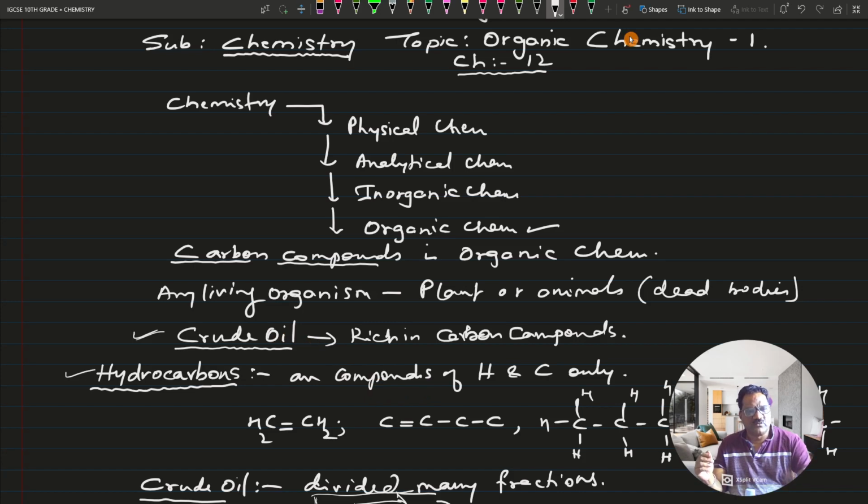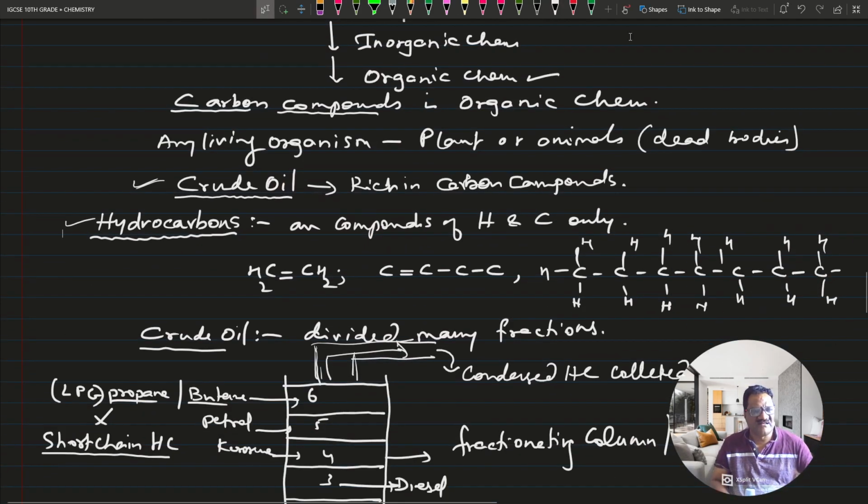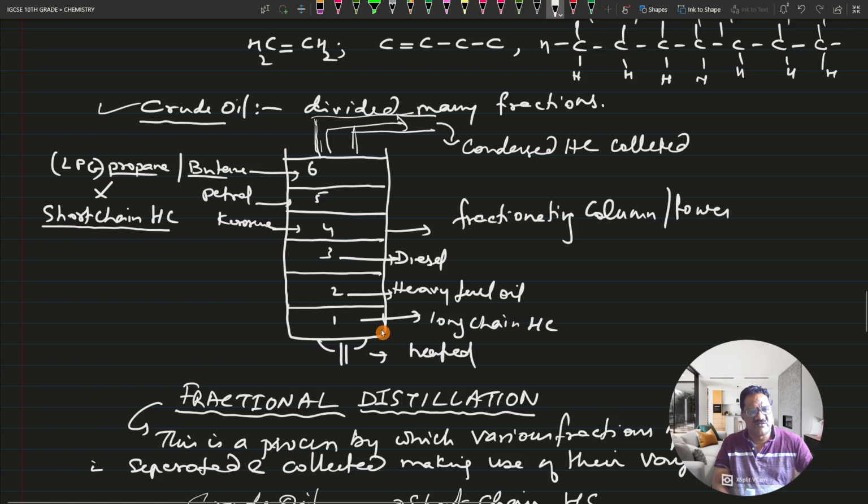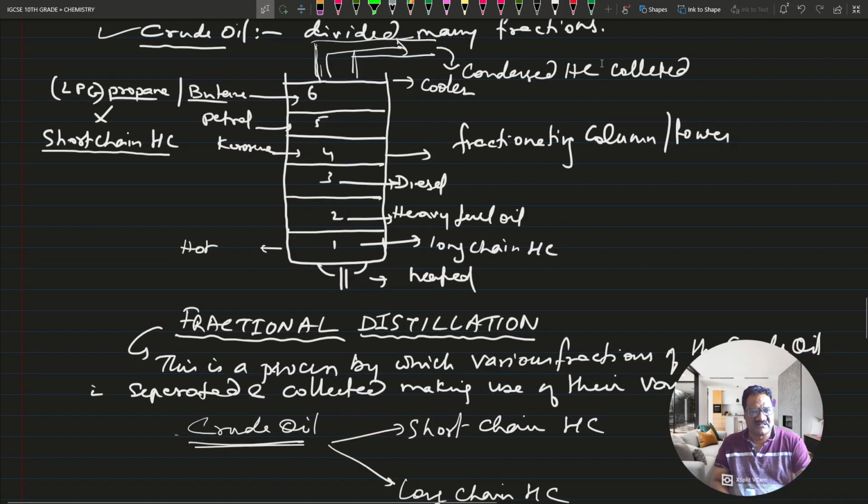This crude oil, when it undergoes fractional distillation, can be divided into so many fractions. Now these fractions also I have tried to show you. In a fractionating column, the lower portion will be occupied by the long chain hydrocarbons, and as you go up, the hydrocarbon chain length will reduce. The upper part of the fractionating column is always cooler and the lower part is always hot. As you go from top to bottom, the boiling point will be increasing. So all that we have discussed in fractional distillation.